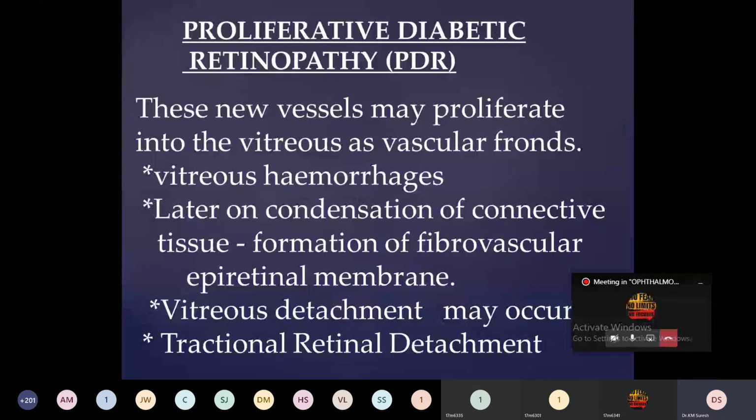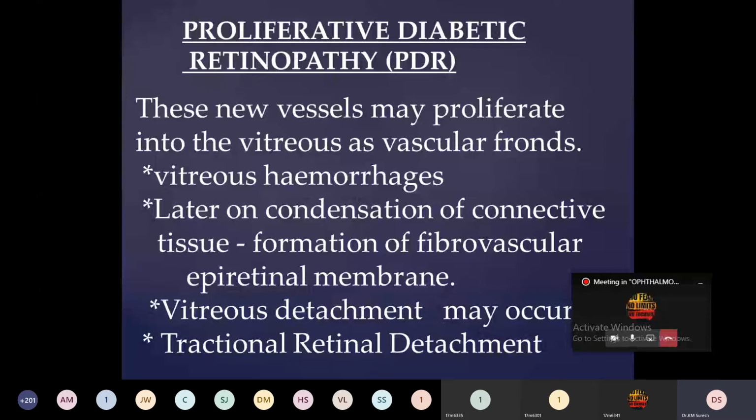So what happens in proliferative diabetic retinopathy? Proliferative diabetic retinopathy is very dangerous and vision threatening because the vascular fronds, as I told you, are extremely fragile and friable, and hence there will be repeated vitreous hemorrhages causing gross, painless loss of vision. Later on, this vitreous hemorrhage can condense and become connective tissue, and retinitis proliferans can be there.